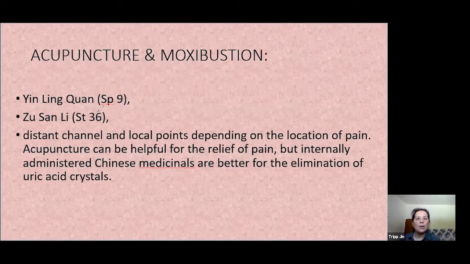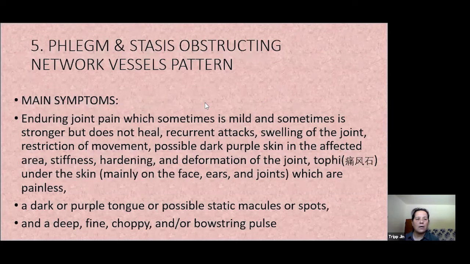Then acupuncture. To resolve dampness, spleen 9, certainly stomach 40 is still working that way. And stomach 36 looks like a good one for everybody. And certainly you can add more points like spleen 10, moving blood, bladder 17, moving blood, and plus some local points. So that's still used in combination with the herbs together.